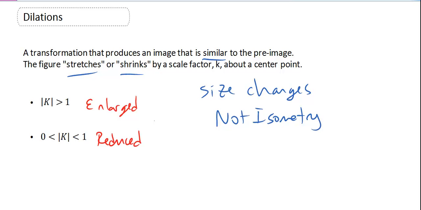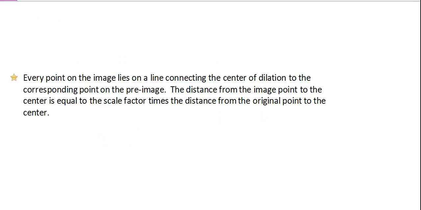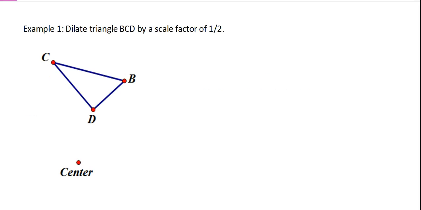So let's look at how we produce a dilation. Every point on the image lies on a line that connects the center of dilation to the corresponding point on the pre-image. And the distance is changed by the same scale factor that the object is. This may seem a little wordy, but let's look at an example to make some sense of it.